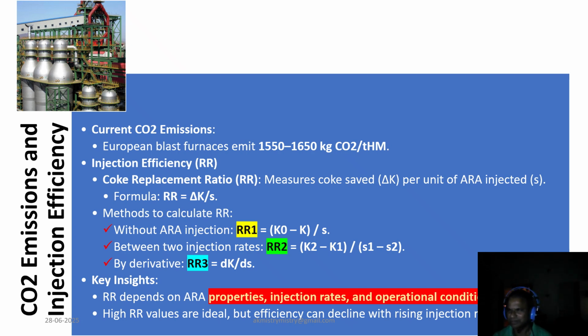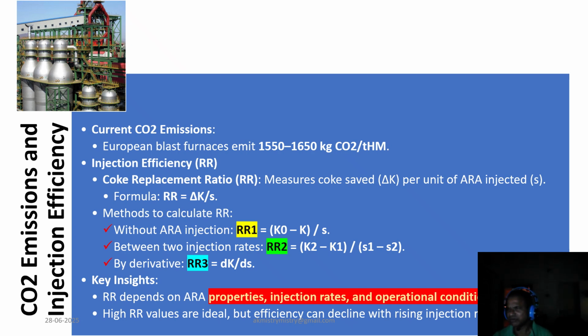RR1 basically comprises two stages. One is the baseline stage when we don't have injectant, and the second case is with injection. So it is basically derived by comparing before and after coke rates. RR2 similarly compares different injection rates. RR3 is about a differential approach, especially for utilizing modeling.